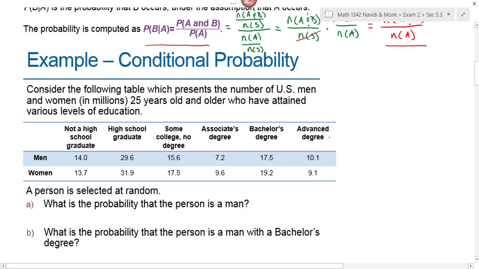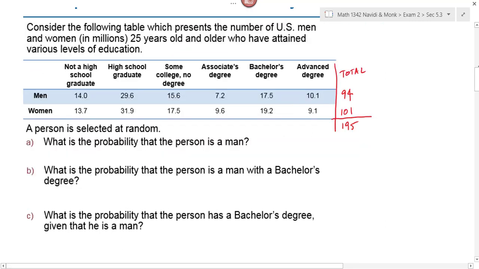25 and over. To help us work these problems, I want to total up the numbers, or the count, for the men. If we add these numbers up, we're going to get 94 million men and 101 million women, which gives us a grand total of 195 million adults that we're considering. And this is data from the U.S. Census Bureau.